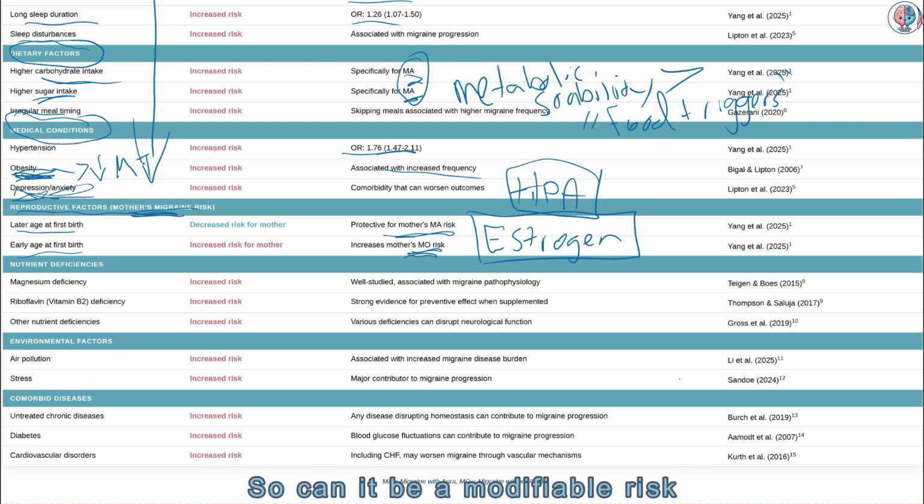So, can it be a modifiable risk factor? Yes. Is it not going to be a modifiable risk factor for most? Yes. So, nutrient deficiencies. There have been multiple nutrient deficiencies linked to migraine pathophysiology. And I just want to say that any disruption in nutritional balances potentially contributes to migraine progression. However, two nutrients have been particularly well studied and show convincing evidence, and that is magnesium and riboflavin. However, all nutrient deficiencies increase risk for migraine progression.